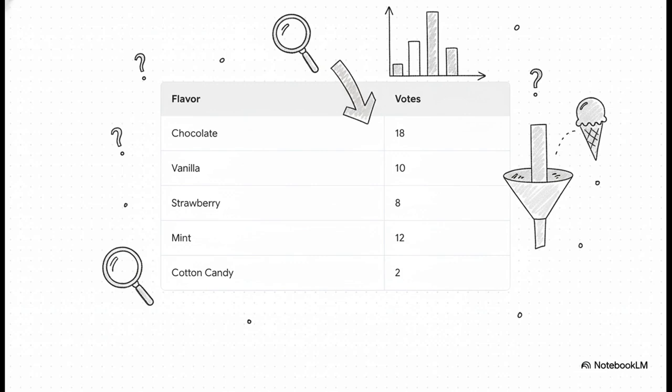It's a table of votes for ice cream at a birthday party. We've got our flavors, we've got our numbers, but who's the winner? You got to scan every single line to compare them. And this jumble of info, that's what we call data. Our job is to make this data talk.